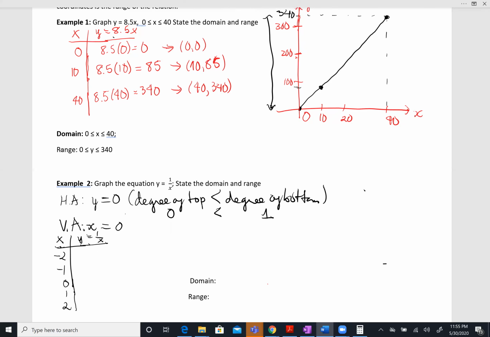You can even do -0.5 and 0.5, but I don't think I need it in here. So for -2, what do I have? I have 1 over 2 times -1, right? That's -1/2. For -1, I'm going to have -1. For 0, what happened in here? It's going to be 1 over 0, which is undefined.